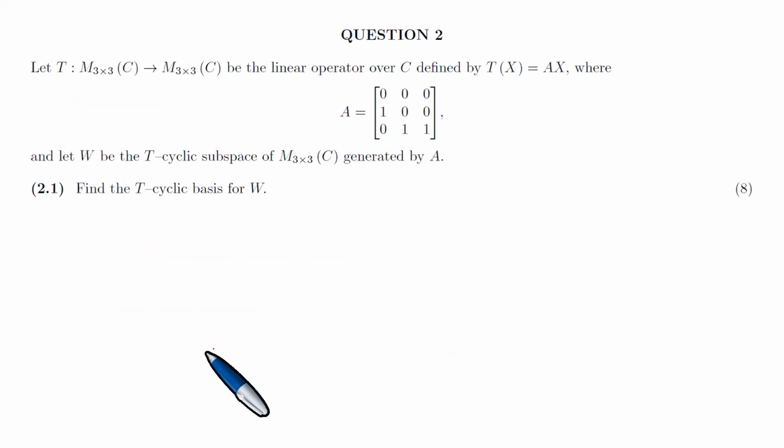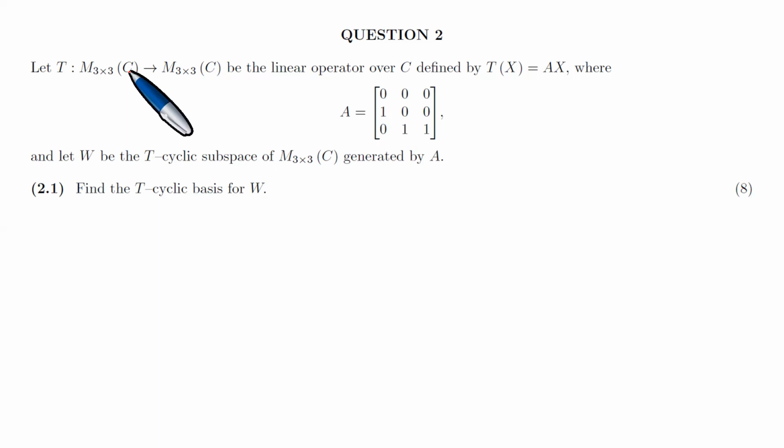Okay, let's look at the first question. I've broken these questions down into pieces that we can digest. Let T be a linear operator from M3x3, the vector space of 3 by 3 matrices with complex entries, to the vector space of 3 by 3 matrices with complex entries, a linear operator over C defined by TX equals AX. So this linear operator is defined as the product of the matrix A times an arbitrary matrix in M3x3 of C.